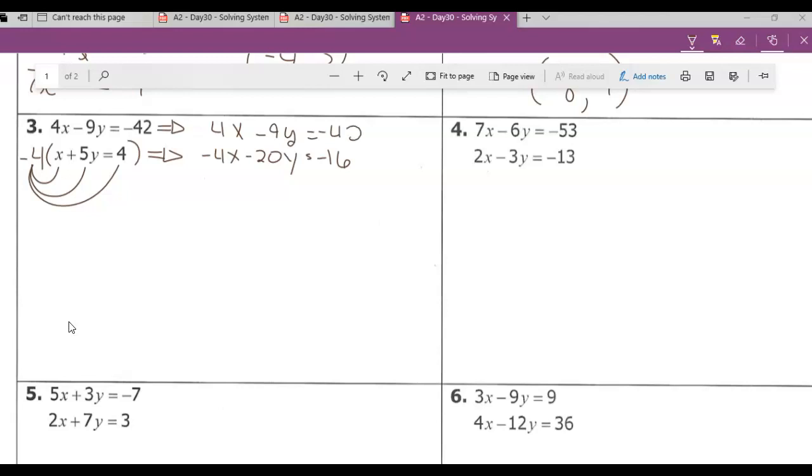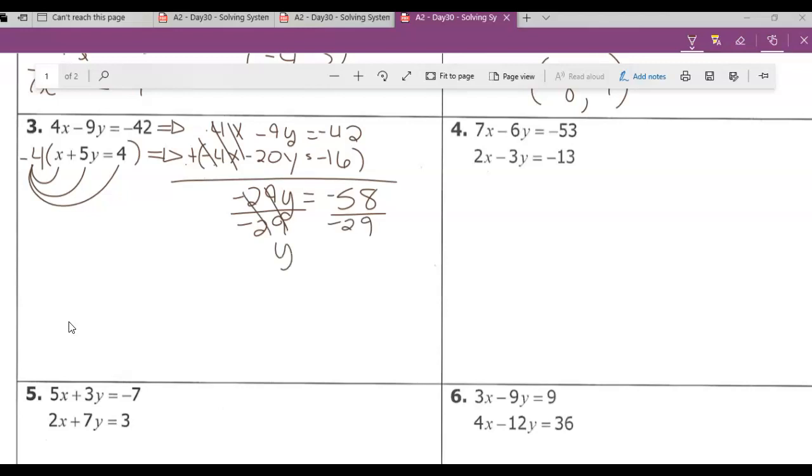And now I can go ahead and combine these two through addition. I'm going to add the top equation to the bottom equation. So 4x's plus negative 4x's cancels out. Negative 9y's plus negative 20y's is negative 29y's, equal sign. Negative 42 plus negative 16 more gives me negative 58. Now I go ahead and divide both sides by negative 29. And then I get 1y equals positive 2.